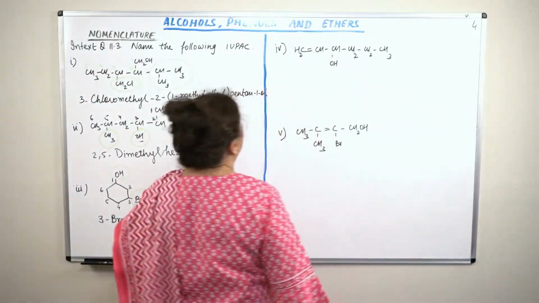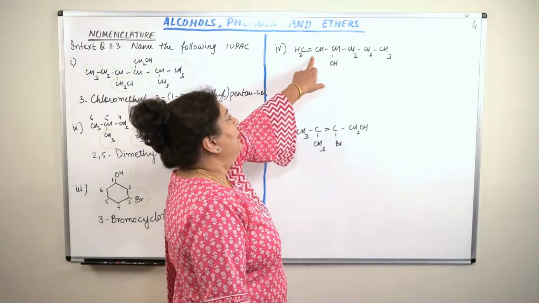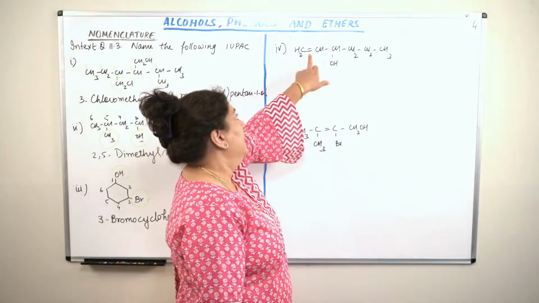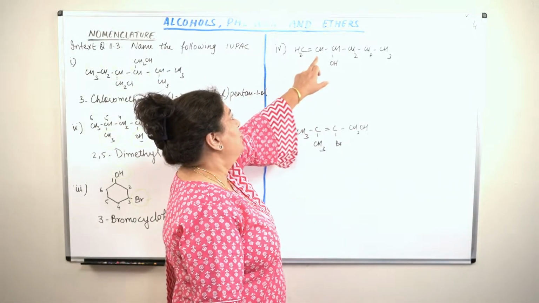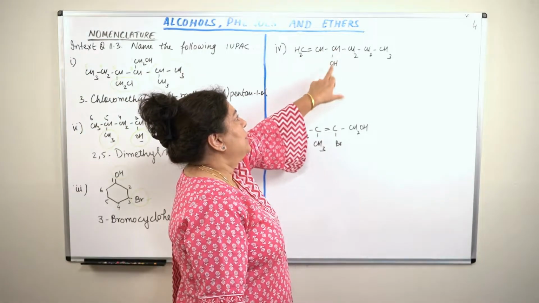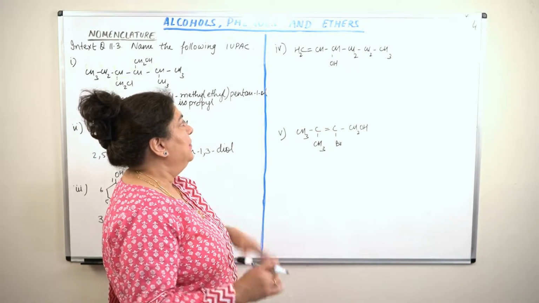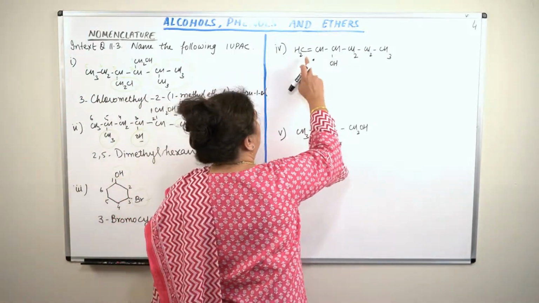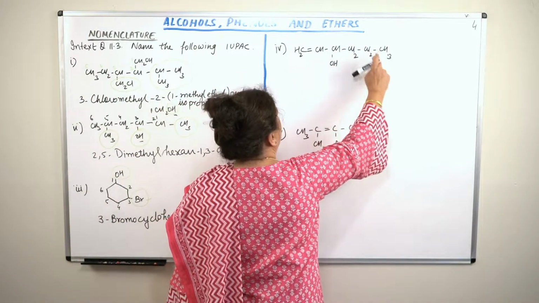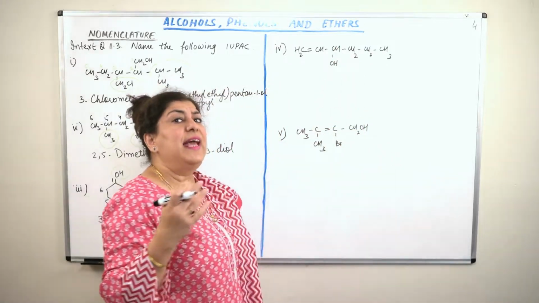Fourth compound. Let us come to this. CH2 double bond CH. So it is an alkene. It has a double bond. CH2, CH, CHOH, CH2, CH2, CH3. So it is an alkene. And what is the number of carbons that it has? 1, 2, 3, 4, 5, 6. 6 carbons. So it is hexene.